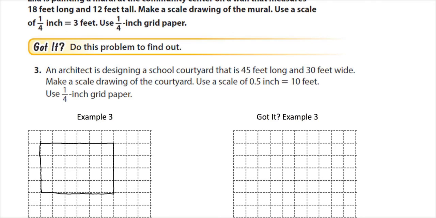And then let's go ahead and label here. In this case, this would be 18 feet. In this case, we will have 12 feet. Okay, and then that means that we have, let's put our scale here in the middle, so let's do 1/4 inch equals 3 feet. Okay, so when do we use this?